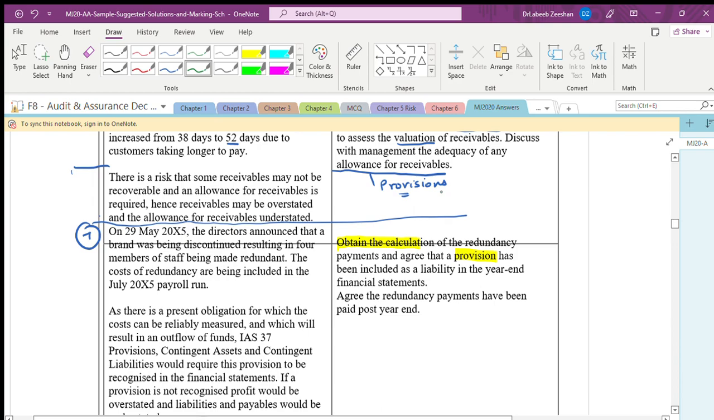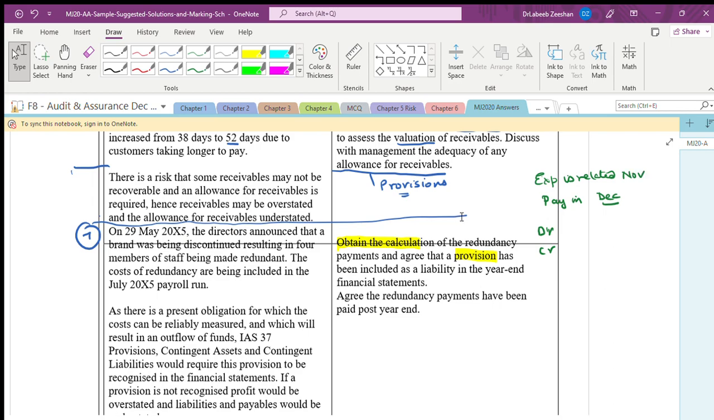Assume this is all debits and credits. Okay, I'm just giving you an example. You will pay in, this is November, you will pay in December. But the expense is related to what? It is related to November. Fine. The expenses are related to November, but you are paying in December. You have to write the entry now, the general entry. This is what the provision talks about.